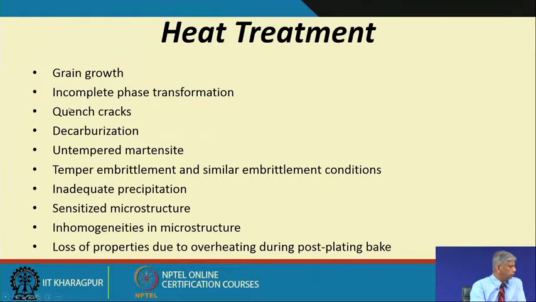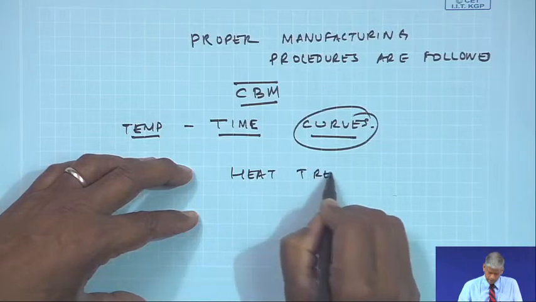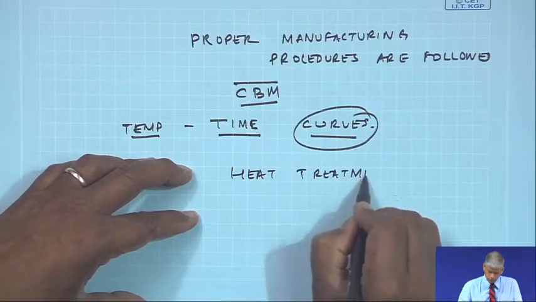grain growth, incomplete phase transformations, quenching cracks, decarburization, untempered martensite, temper embrittlement and similar embrittlement conditions, inadequate precipitation, sensitized microstructure, inhomogeneities in microstructure, loss of properties due to overheating during post-plating bake. So, the heat treatment plays a significant role in the microstructure formation.